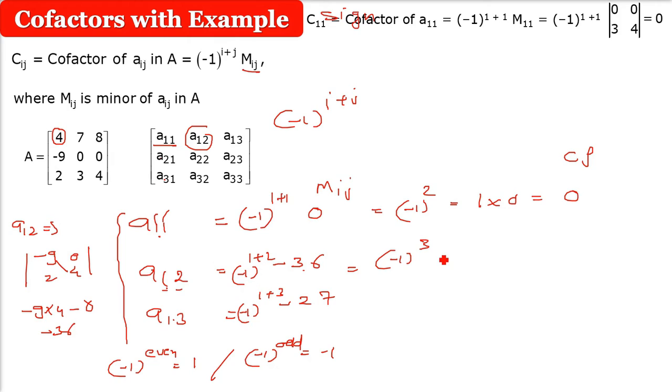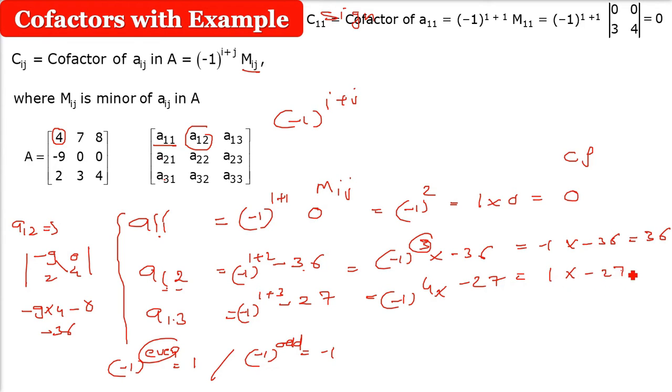This is negative 1 to the power 3 and negative 36. And since this is odd, if you remember, it will be negative 1. Negative 1 into negative 36, that is going to be 36. Again, this is negative 1 to the power of 1 plus 3. So negative 1 raised to 4 into minus 27. Negative 1 raised to 4 is, because this is even, going to be 1. 1 into minus 27 is going to be negative 27.